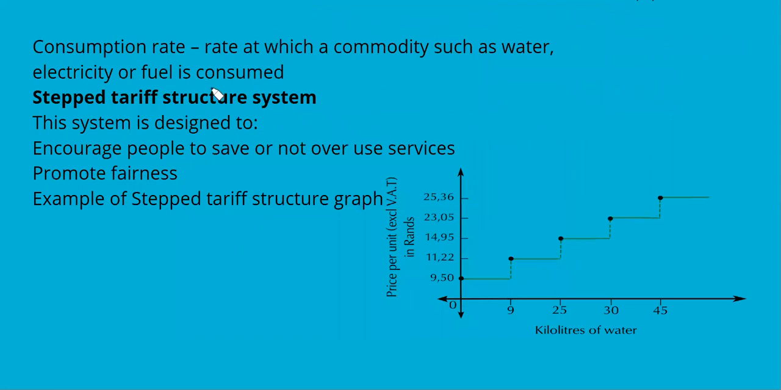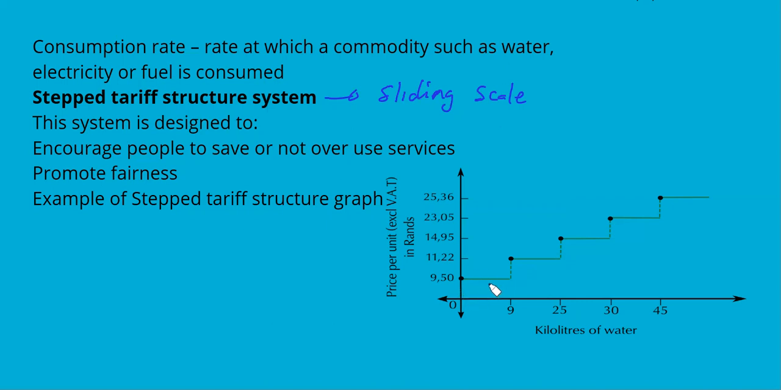Now, let's talk about consumption rate. Consumption rate is the rate at which a commodity such as water, electricity, or fuel is consumed. Then we've got what we call a stepped tariff structure. This one we can call a sliding scale. That's what we're talking about here.